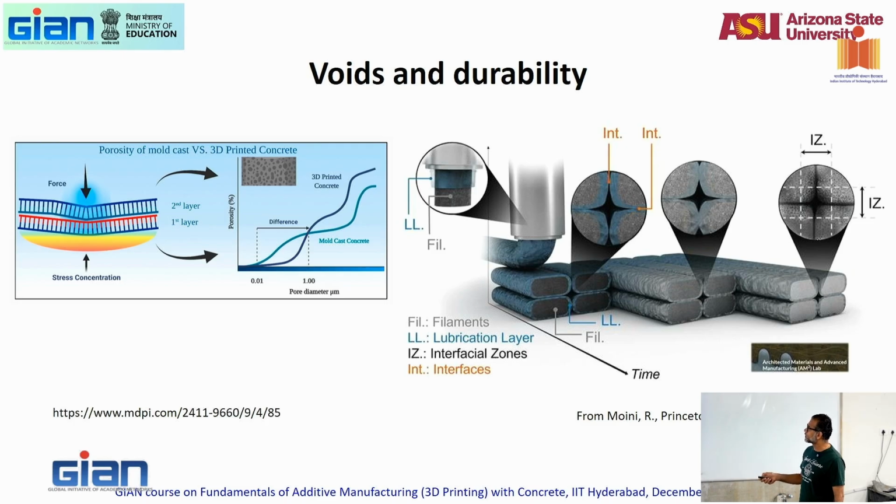Porosity of mold cast versus 3D printed, we saw that yesterday. If it's mold cast concrete, your porosity is uniformly distributed throughout the specimen. In 3D printed concrete, you have layers or zones in which your porosity is higher. We showed that yesterday, where you can see that increase in porosity, depending on how you look at it, both interlayers and interfilaments.